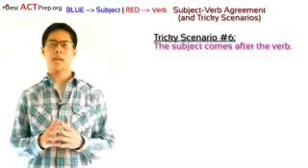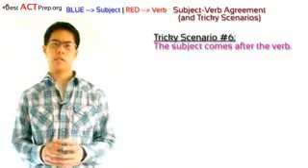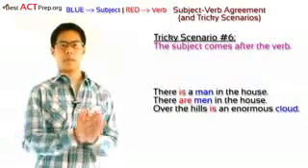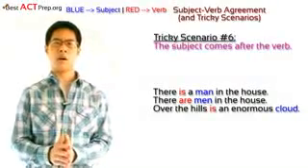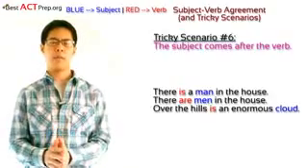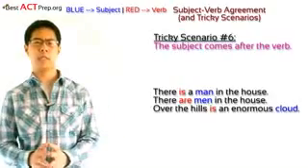And finally, tricky scenario number 6. The subject comes after the verb. Take a look at these 3 examples. Number 1, there is a man in the house. Number 2, there are men in the house. And number 3, over the hills is an enormous cloud.